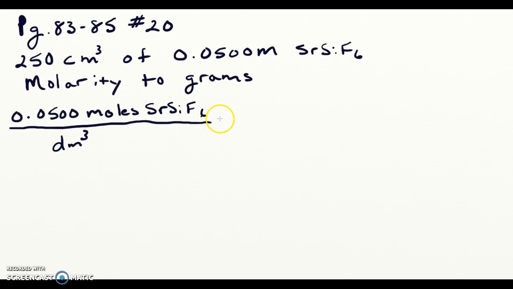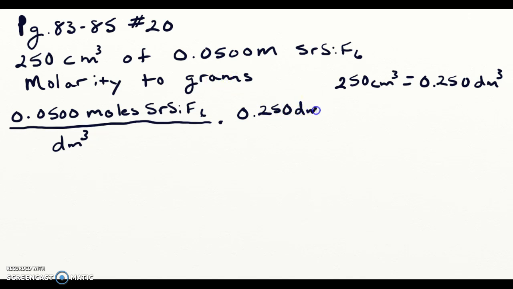We said in class, how do we do that? Well, we need to multiply our molarity times our volume. And here's our volume, 250 cubic centimeters. Let me convert it because it has to be in decimeters cubed. How do we get from centimeters cubed to decimeters cubed? You move the decimal to the left 3 spaces, so it becomes 0.250 decimeters cubed. Very important. So now I'm going to multiply by this volume, 0.250 decimeters cubed.